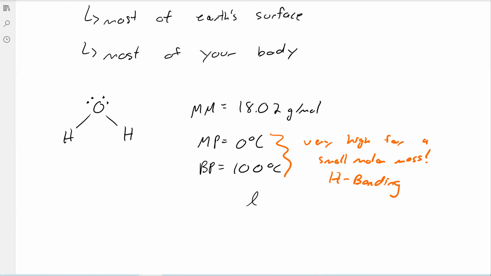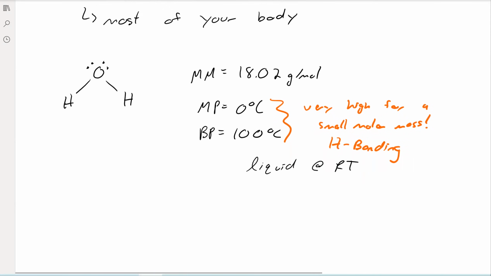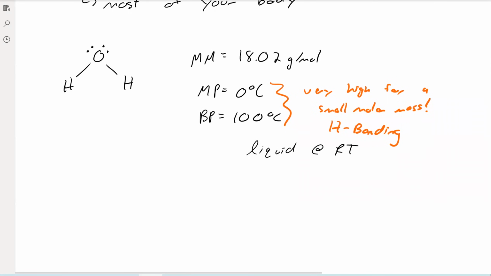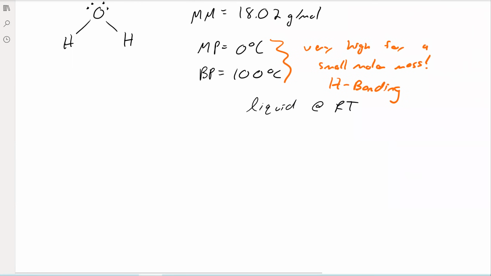And what that allows it to be is a liquid at room temperature, right? The vast majority of compounds that have this small molar mass are gases at room temperature. And so you can think about how important that is to life, and the evolutionary and biological consequences of that, right? Anytime we're looking at another planet, wondering could we possibly live there, the first thing we take a look at is, hey, is there water? Lots of cool things about water.